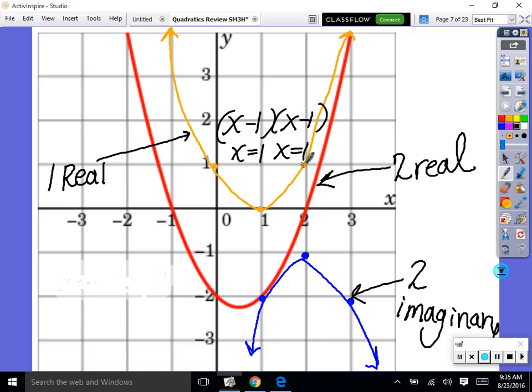Even though it happens twice, it only touches down once. So in secondary math 3, we say we have 1 real solution with a multiplicity of 2, meaning it happens twice. Does that make sense? 1 real solution with a multiplicity of 2.